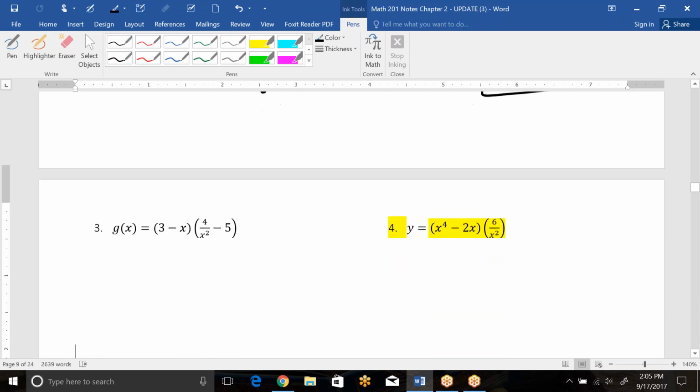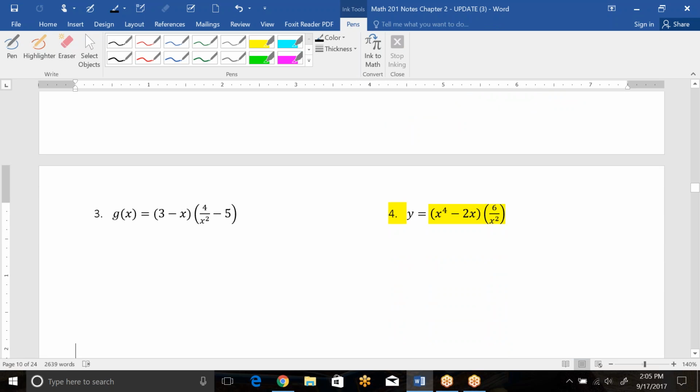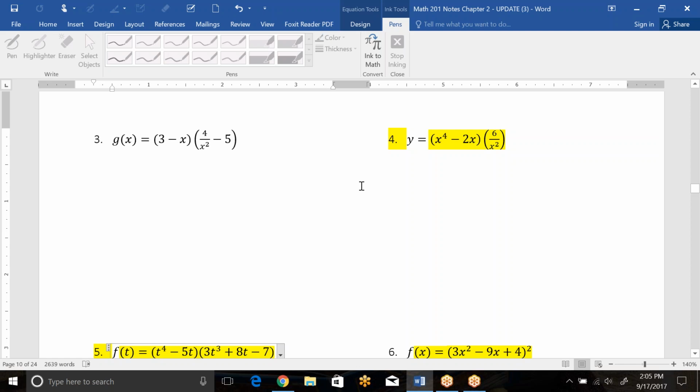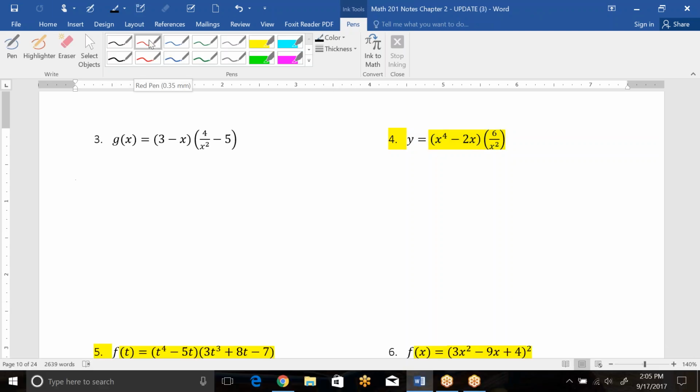So the other ones that we did number 3 in class, so we're moving on to number 4. I'm going to try to color code a little bit this time so you can see where everything's labeled a little bit better. So this is just y, so I'm going to call the first function f of x, and I'm going to call my second function g of x. So for my first function, we have that go back to red. So first function is in red.